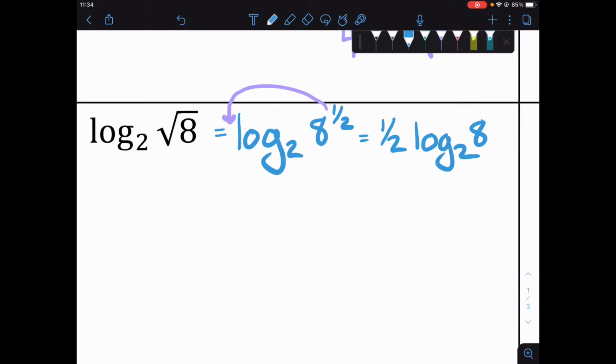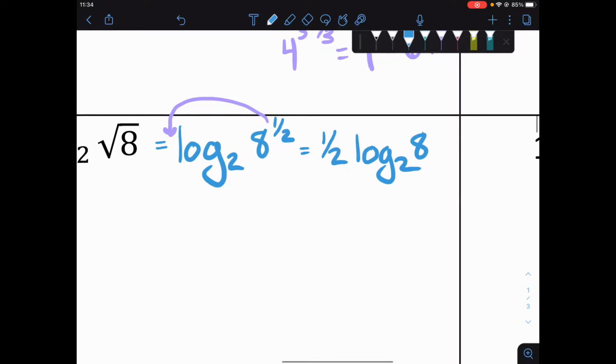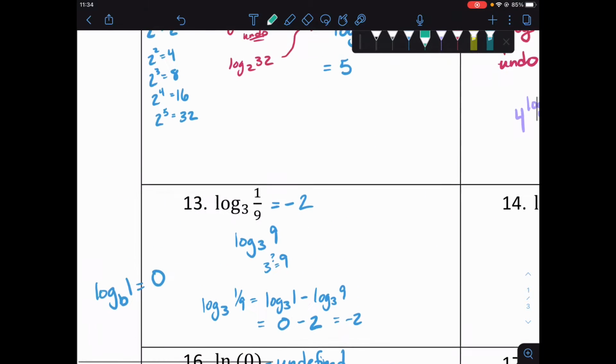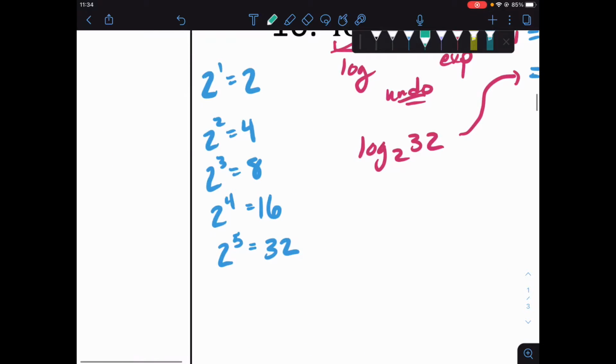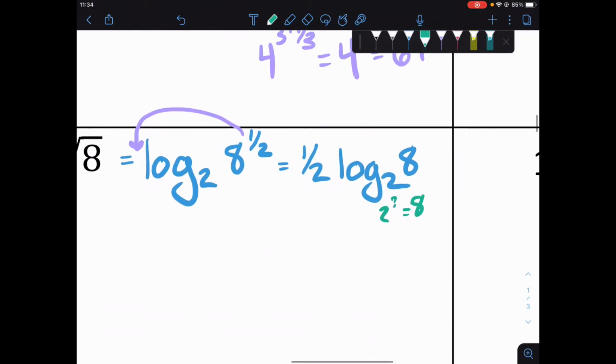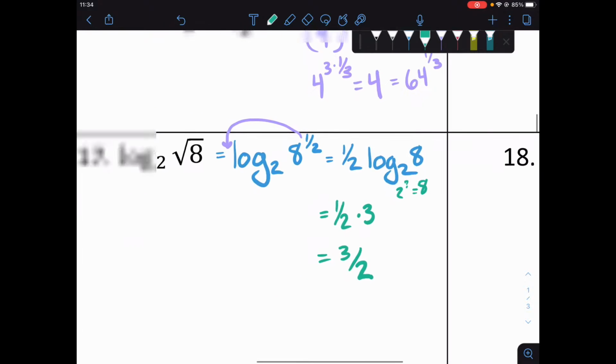All right, so the next thing we're going to do is ask this question: do we know 2 to what power is 8? And hopefully the answer is yes. We've seen it a couple of times now. We actually already did it in this video. We see here that 2 cubed is 8. And so we're just going to put that in. So this is 1/2 times 3, or 3 over 2. So 2 to the 3 halves is 8.